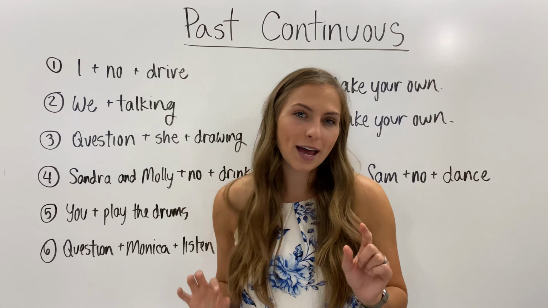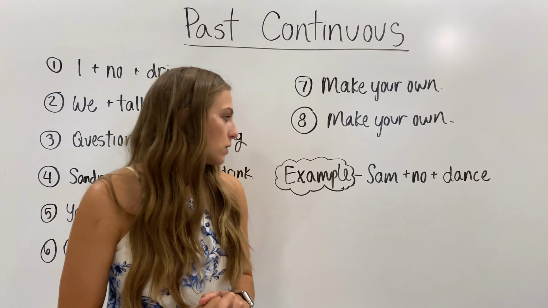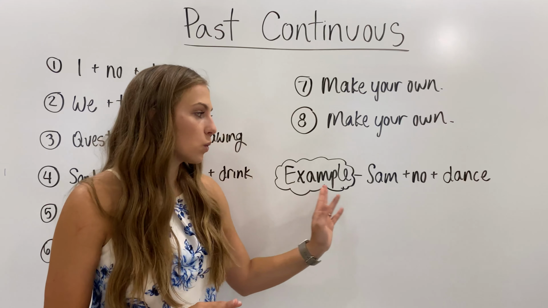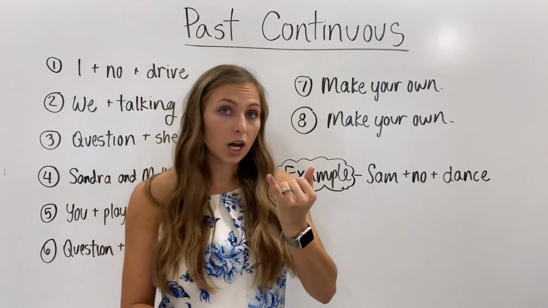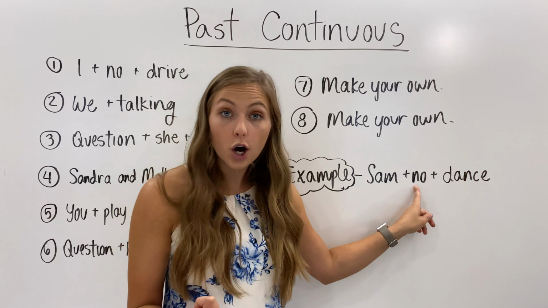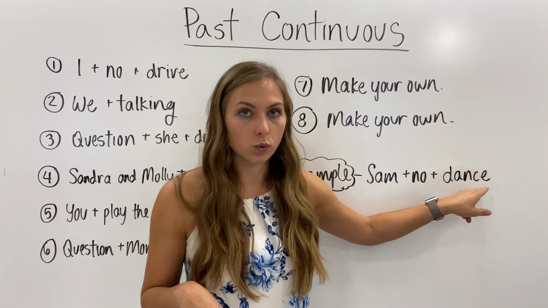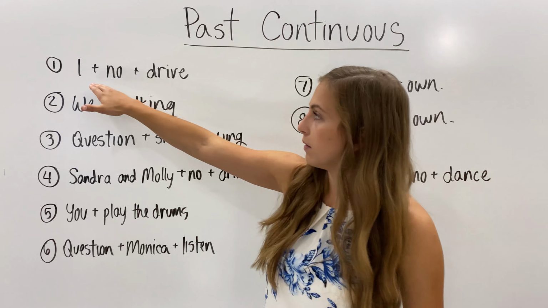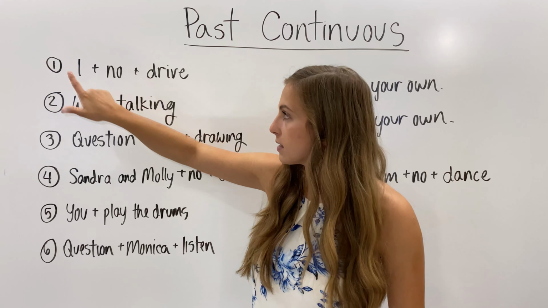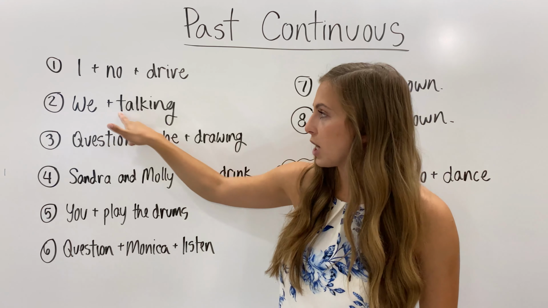So let's do an example first. What I have for all of these questions is a subject, a no if I want it to be negative, and the verb as well. So you can see this one should be negative. That's the subject, the verb, subject, the verb.